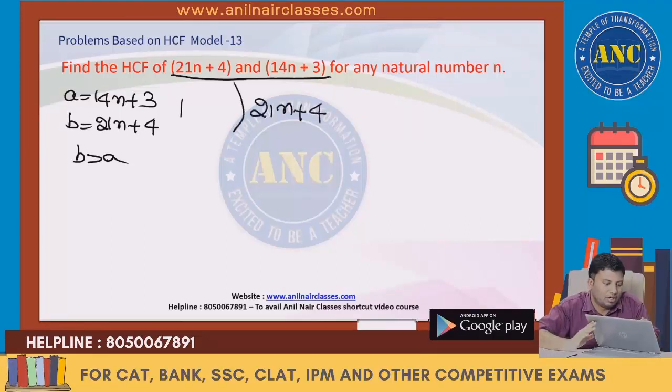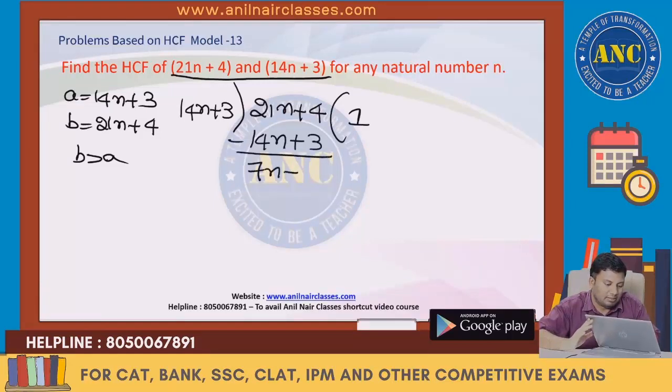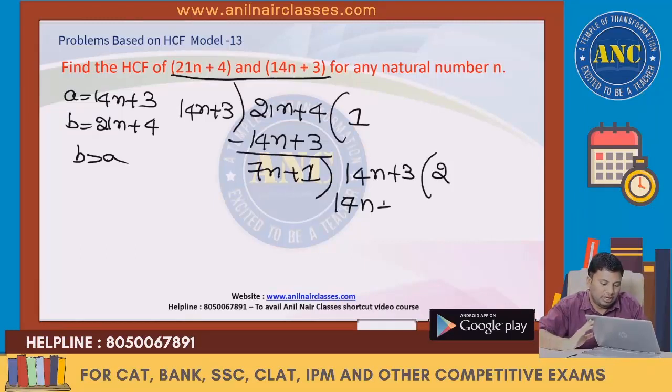21n plus 4 divided by 14n plus 3. 1 times is 14n plus 3. Subtract it. This is nothing but 7n plus 1. Again, further divide 14n plus 3. 2 times 7n plus 1 will become 14n plus 2. The difference is 1.